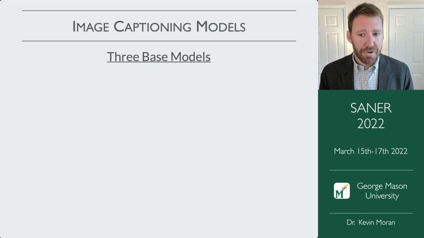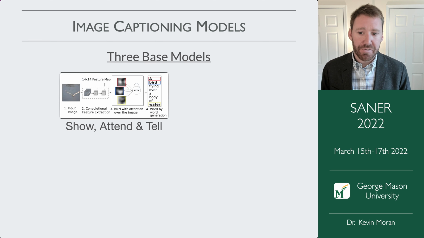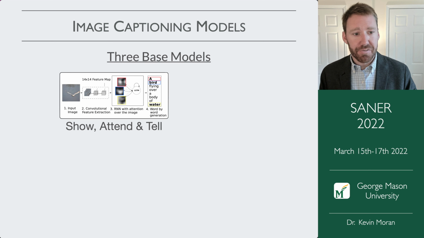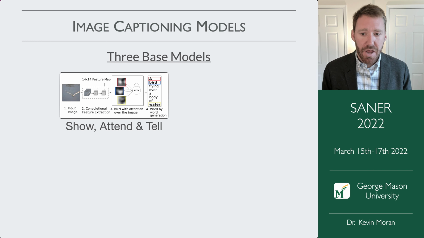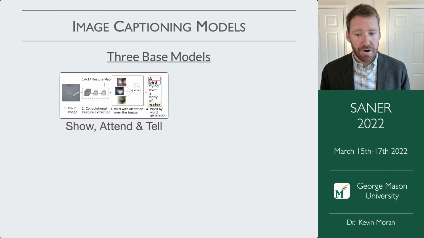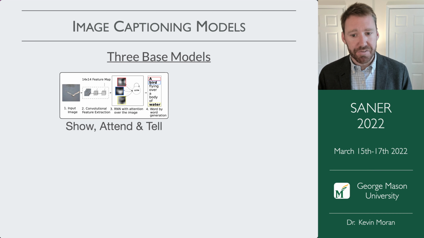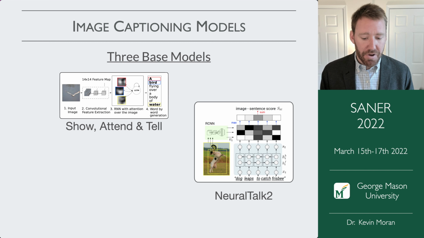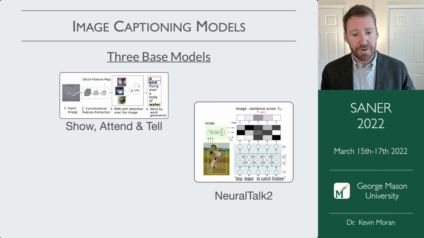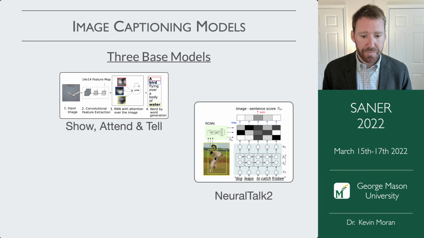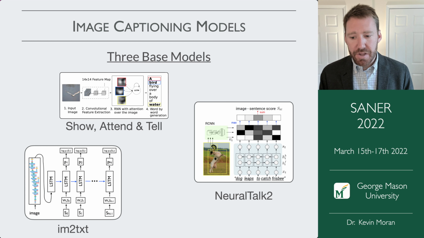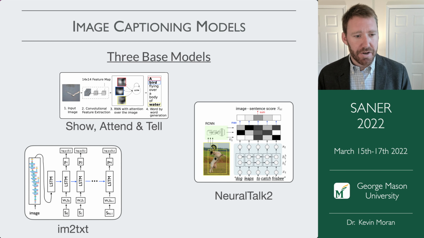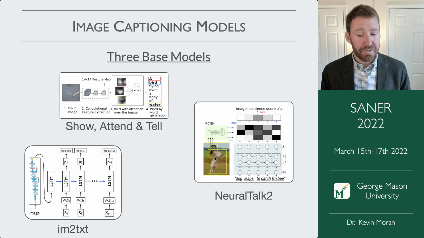So for the image captioning models, we used three base models. First, we used Show, Attend, and Tell. This was our most recent model that uses an RNN with attention over the image, combined with convolutional feature extraction. We used NeuralTalk2, and this was probably one of the earlier image captioning models that exists, developed by some researchers at Stanford. And also we used the Im2Text framework, and this is basically an advancement over NeuralTalk2 that was developed by Google.